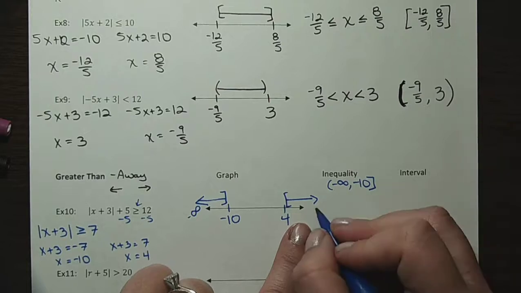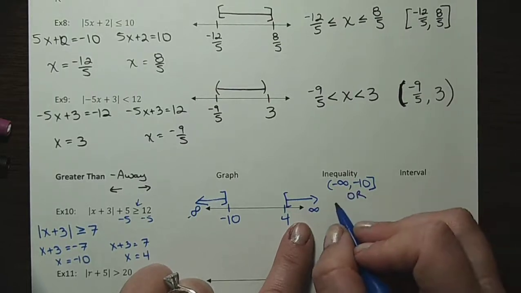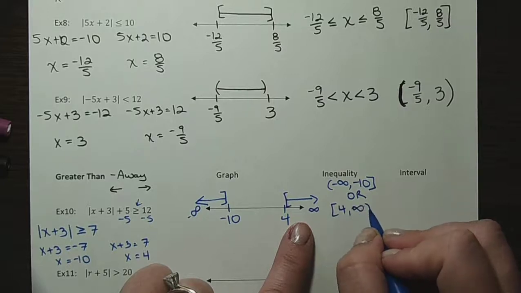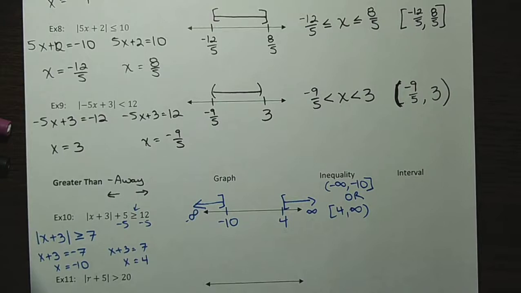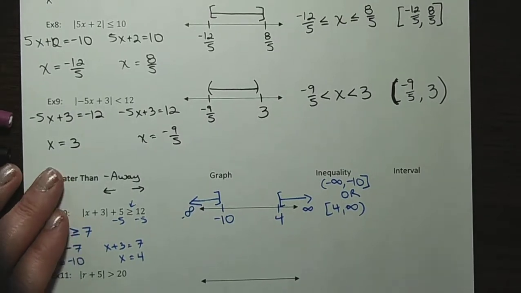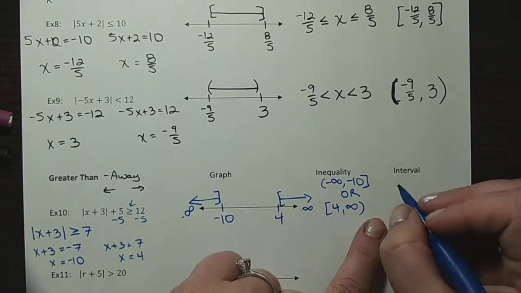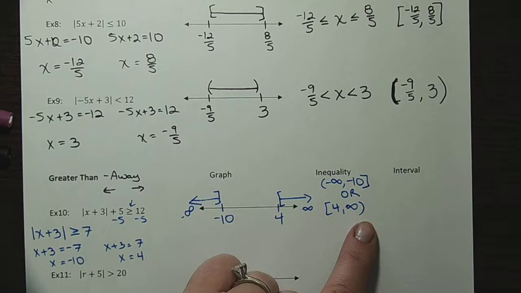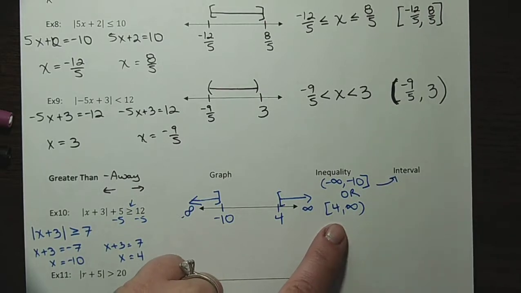There's negative infinity. And then the second part, so the or, to infinity, there's a space between them. There's a space away from the middle. So it's negative infinity to negative 10 or 4 to infinity. The interval looks very similar. Oh, sorry, that was the interval. I'm so sorry. That is interval notation.